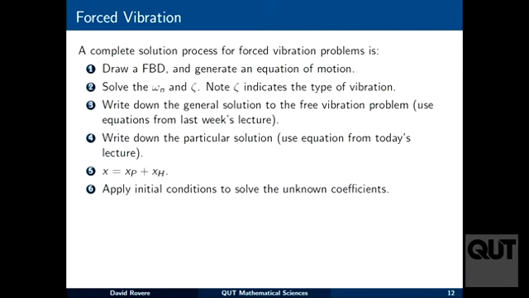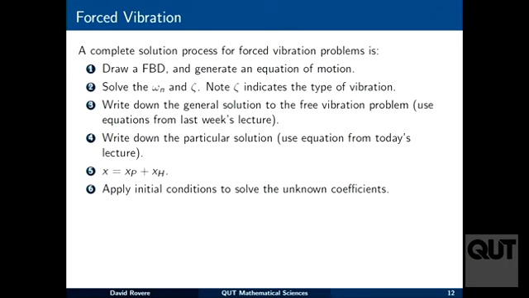So whenever we have a forced vibration problem that needs to be solved, step 1, we want to draw a free body diagram and generate an equation of motion. Step 2, we want to solve what the natural frequency of the system is and what the damping ratio of the system is. Step 3, we write down the general solution to the ODE, which is the free vibration solution, which we saw last week. All right? Note that your damping ratio from part 2 will indicate what equation you're meant to use for the free vibration problem. Right? Zeta will tell you whether it's undamped, underdamped, critically damped, or overdamped.